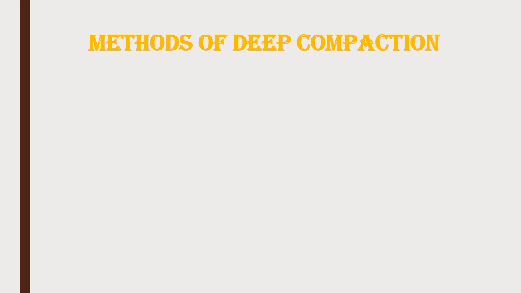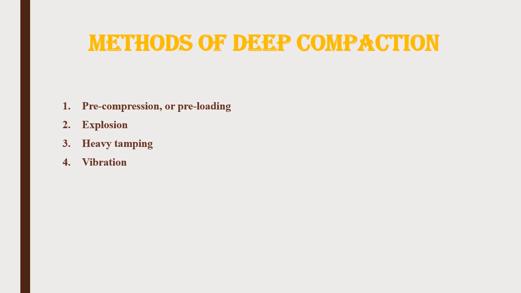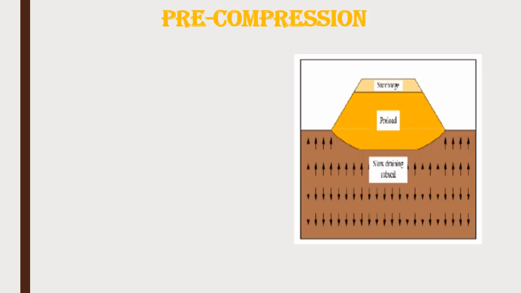Now, the methods of deep compaction. The different methods of deep compaction include: first one, pre-compression or pre-loading; second one, explosion; third one, heavy tamping; fourth one, vibration; fifth one, compaction grouting; sixth one, vibro compaction and vibro replacement.